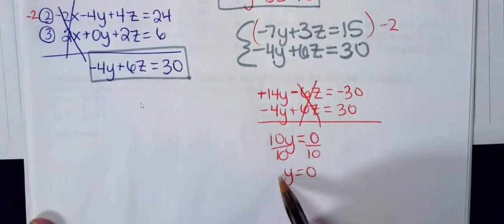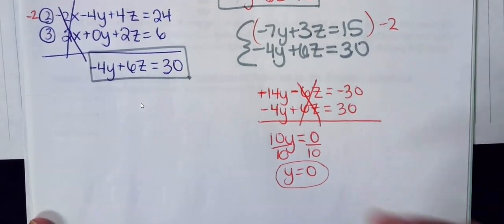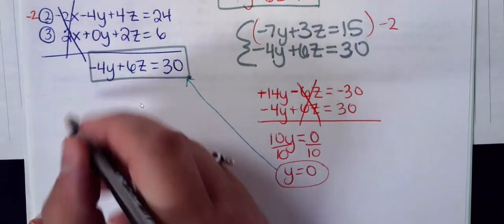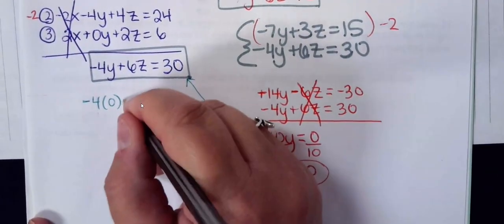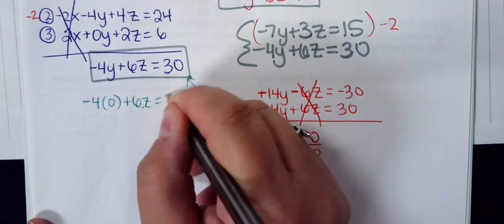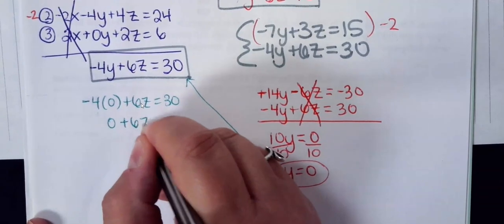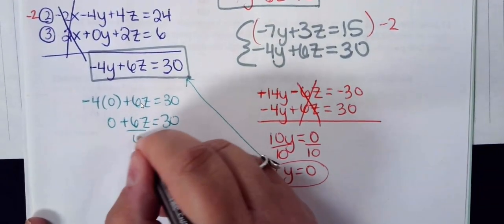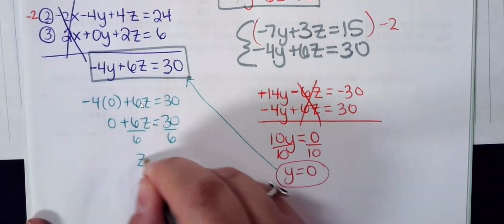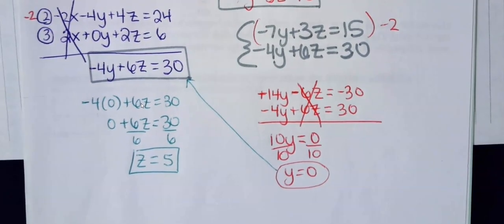Once you have that, wherever you want to go with it, just back up one step. I'm just going to back up right here and write it underneath. So I have negative 4y, but now we figured out y was 0, plus 6z equals 30. This would just be 0 plus 6z equals 30. So that 0 is not going to do anything. I'm just going to divide by 6. Z is going to then be 5. And I've got 2 of the 3 variables.